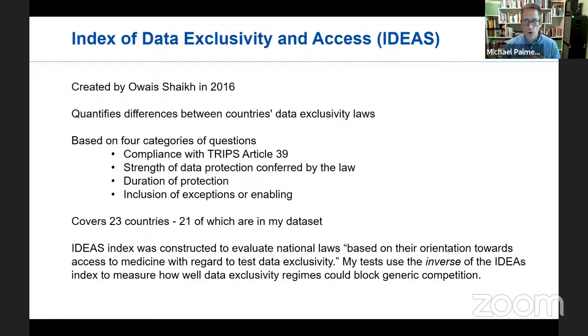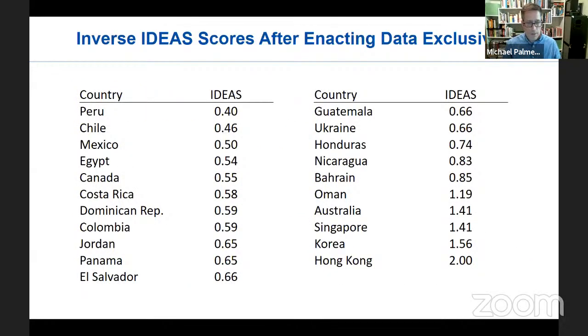Now, I'm looking at stronger data exclusivity, so what I do is I use the inverse of this in a series of regressions. And I do that in a set of 21 countries that are both in my set of countries and in the IDEA set of countries. And here they are. These are the countries in both sets. The inverse IDEA score ranges from a low of 0.4 in Peru after it implemented its trade agreement obligations to 2% for Hong Kong, which has always had strict data protection.